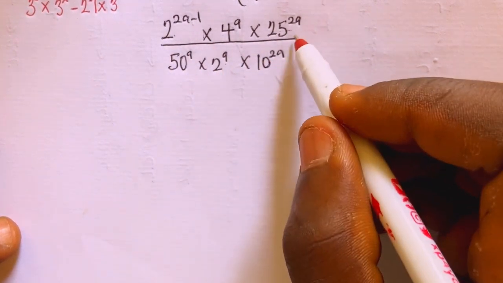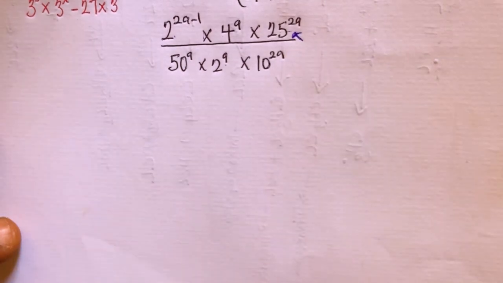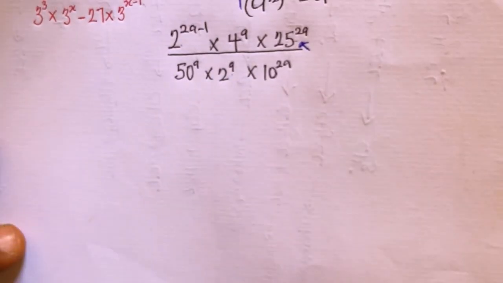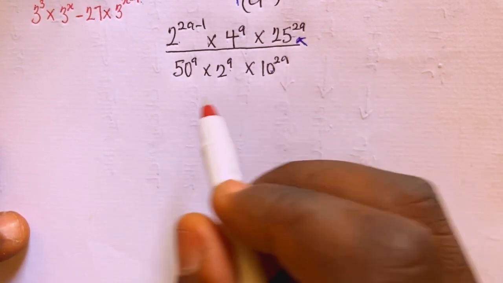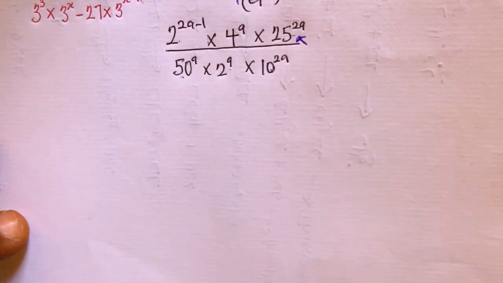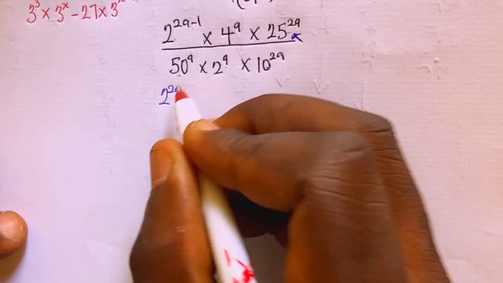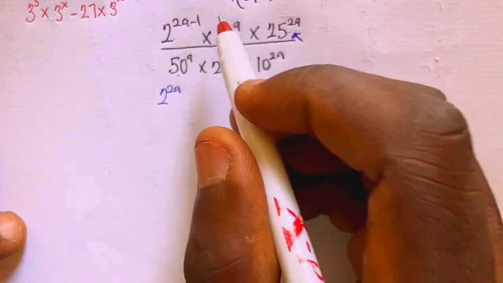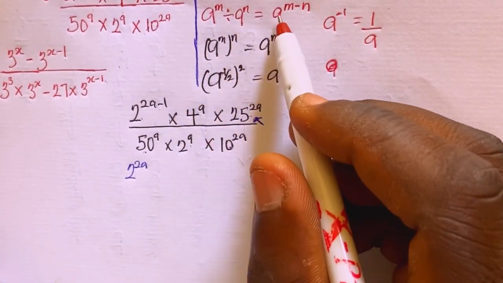First step: I will check which expressions I can apply a law to. I can apply a law to this, and re-express it. I can apply a law to this one also, and to this one. So now let's apply this. Now we are going to have 2 raised power of 2a. I can also apply it here. Recall that whenever we have a raised power m divided by a raised power n, we can have a raised power m minus n.